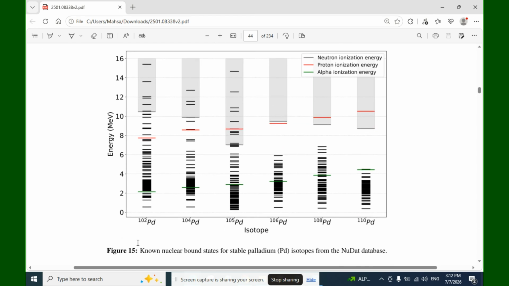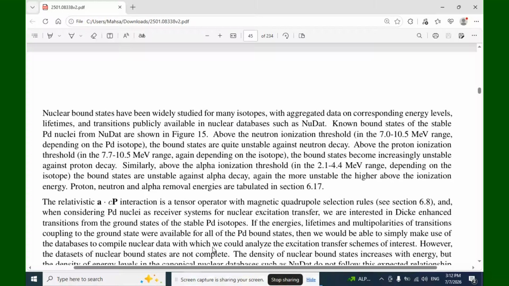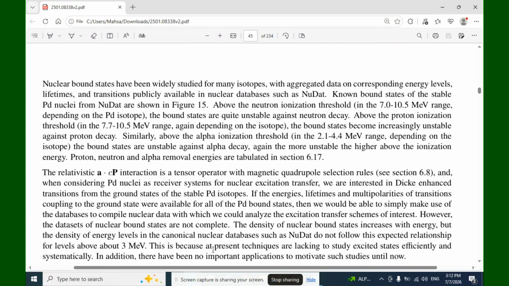Figure 15 shows known nuclear bound states for stable palladium isotopes from the nuclear database. Nuclear bound states have been widely studied for many isotopes, with aggregated data on corresponding energy levels, lifetimes, and transitions publicly available in nuclear databases such as NuDat. Known bound states of the stable palladium nuclei from NuDat are shown in figure 15.